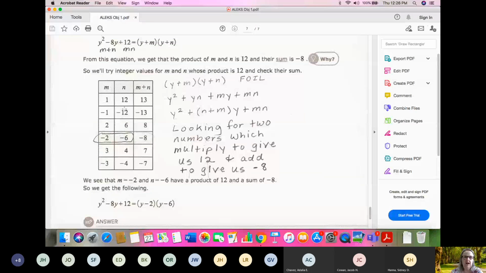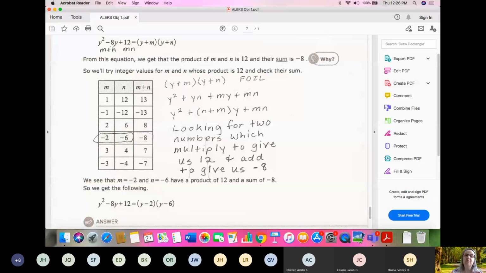So we're done with the number 1. Now we're going to move up to 2. We want two numbers which multiply to give us 12. So 2 times what is 12? 2 times 6 is 12. If we add 2 and 6 together, we get 8. That's not -8, but we're really close to that.